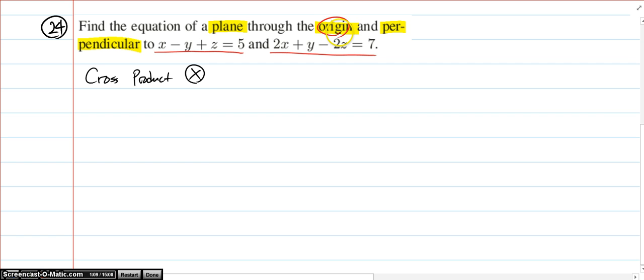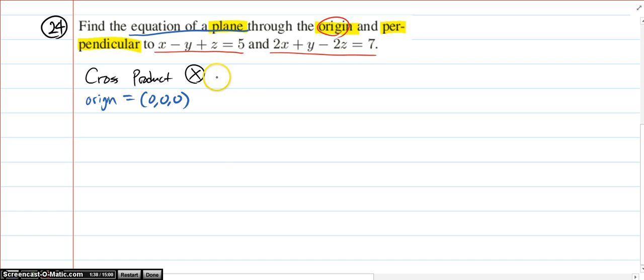So here we got two really important pieces of information. One is that it goes through the origin, so it gave us a certain point that the plane should go through. So the origin equals that, right? So that is x naught, y naught, z naught. That's used for the equation of the plane, and it says perpendicular to these two planes.